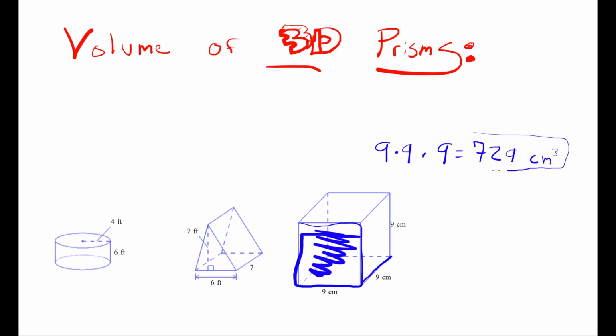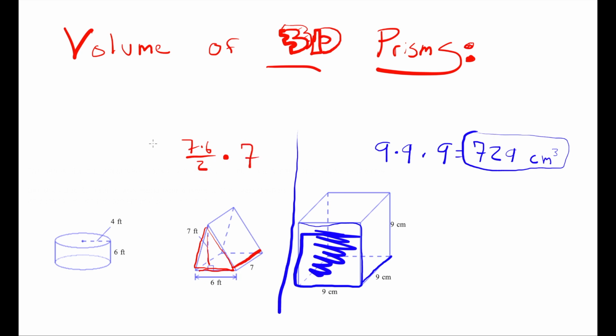Now let's take a look at the next shape. Second easiest. Now we have to figure out the volume. First, we find the area of this triangle. How do you find the area of a triangle? Well, I take the width, multiply it by the height, and divide it by 2. So I get 7 times 6 divided by 2. And then I'll take that and multiply that by the depth, which is 7.